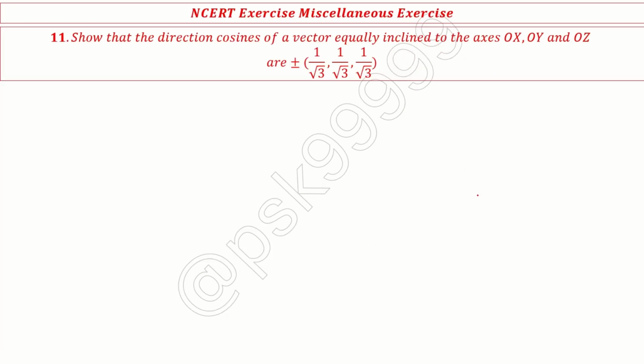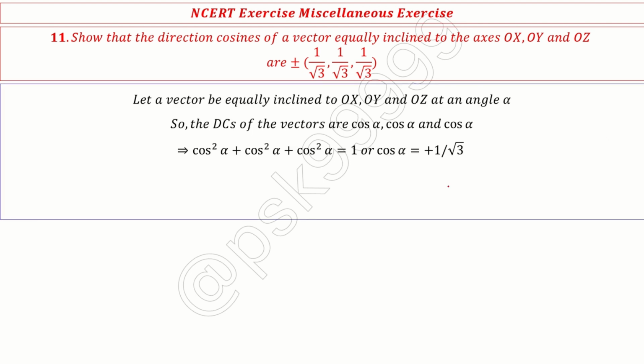Show that the direction cosines of vectors equally inclined to the axes. I think we have seen this problem before. Let the DCs of the vector be cos alpha, cos alpha, and cos alpha. Why do we take this? Because it is equally inclined to all three axes.